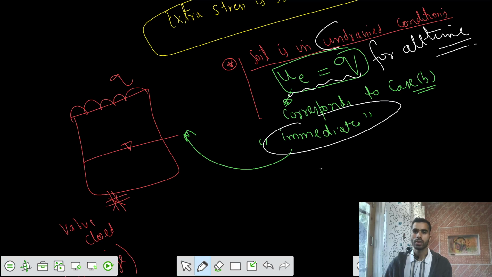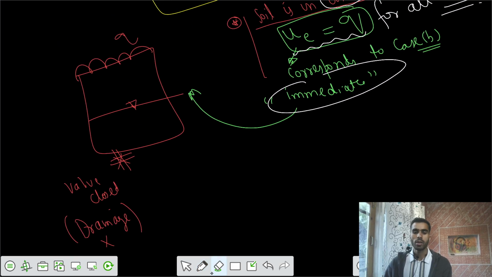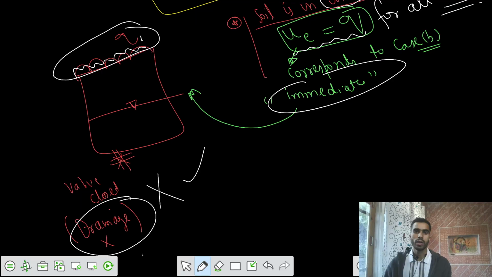If the soil is in undrained condition, if I'm not allowing drainage, that means all that extra load, Q into A, is taken by the pore water. So that was all about pore water pressure.